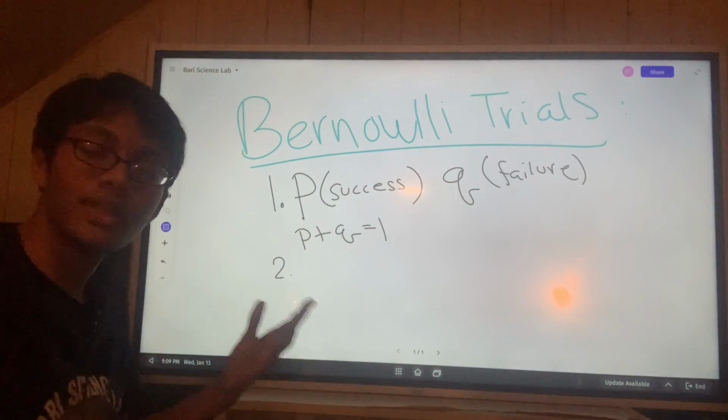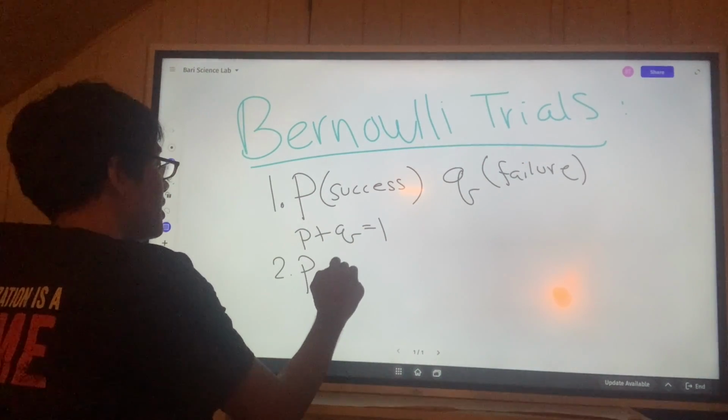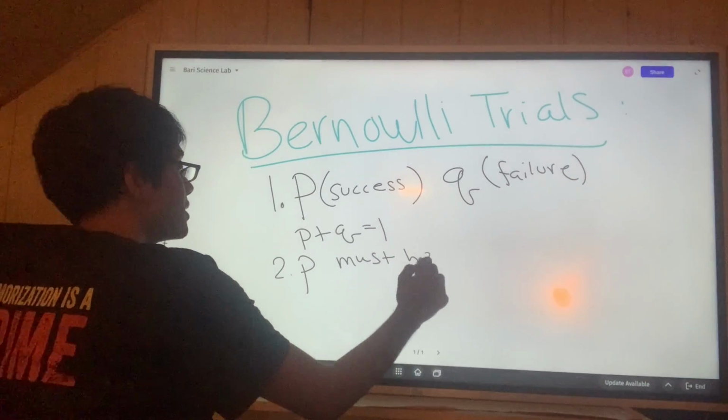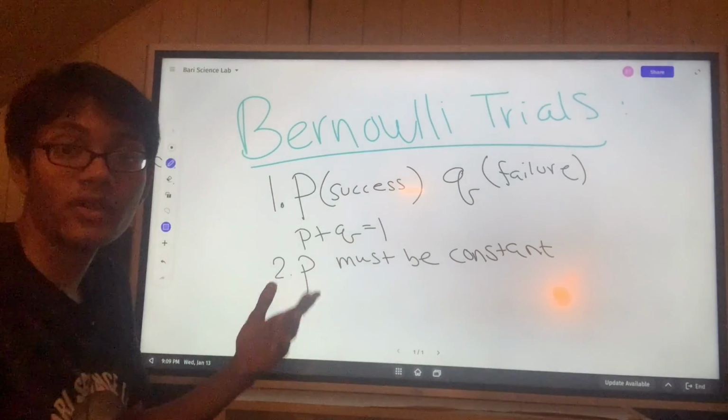Number 2, we need to always hold P constant. The proportion of success, P, must be constant. It must always be constant. Okay, that's the second rule of a Bernoulli trial.